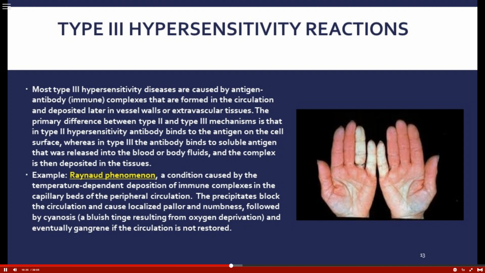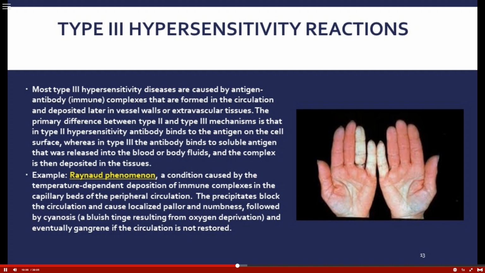So the primary difference between type 2 and type 3 is that with type 2, the antibody binds to the antigen on the cell surface, whereas in type 3, the antibody binds to some sort of soluble antigen. In other words, that can be released into the blood. Then it's deposited in tissues. And that's exactly what happens with Raynaud phenomenon, a condition where it's actually temperature dependent.